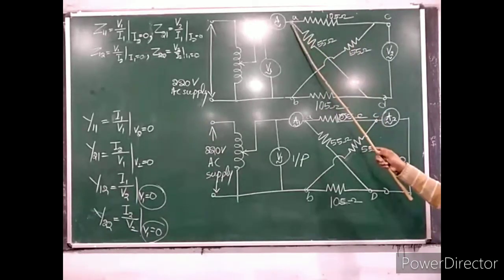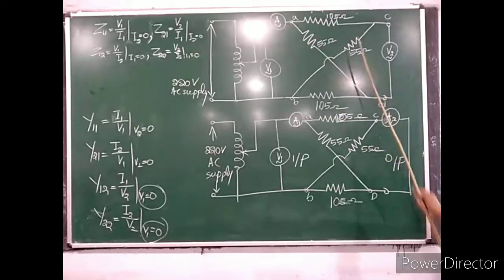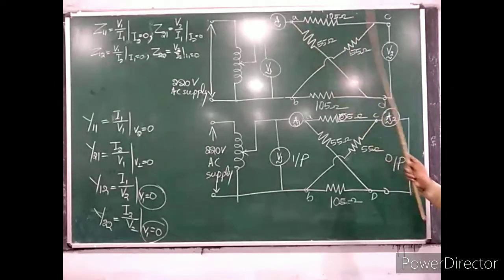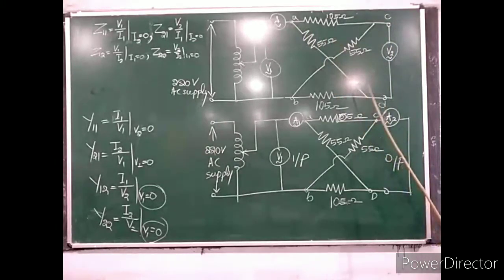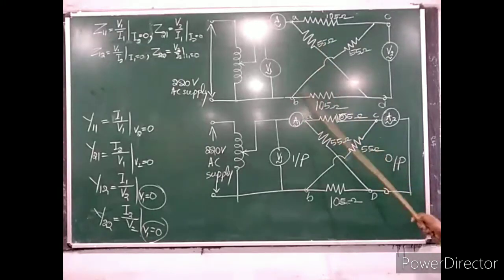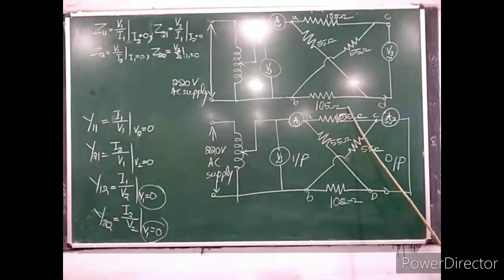Now let these points be A and B, and this one C and D. A 105 ohm resistor is connected between A and C. Then between A and D, a 55 ohm resistor is connected. Between B and C, this 55 ohm is connected. And between B and D, a 105 ohm resistor is connected.